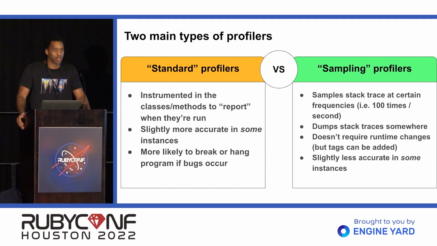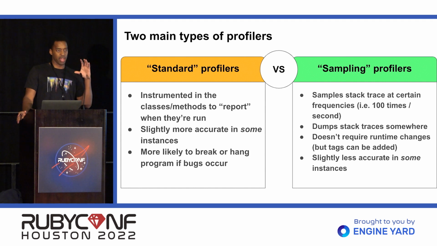I mentioned that I'd talk a little bit about the different kinds of profilers, and there are really two main types that are popular. One is, for lack of a better term, the standard profilers, which are instrumented inside the classes or the methods to report when they run. You can think of those like breakpoints that you would put at the beginning and the end of every function, and you would say this function started at this time, ended at this time, this function called this function, and so you have a breakdown that way. That's a very accurate way to get profiling data and to understand when and how applications are running.